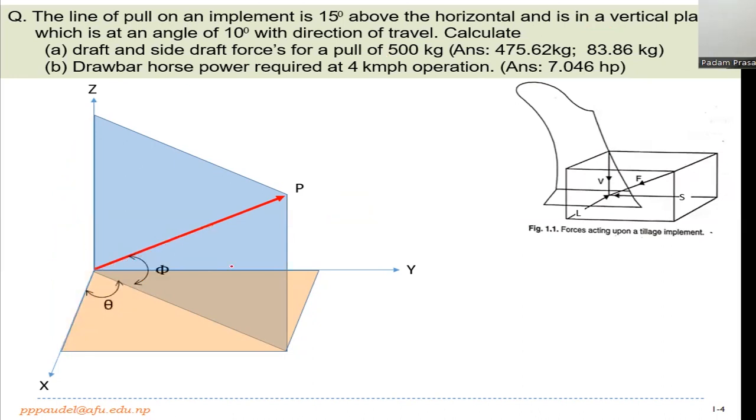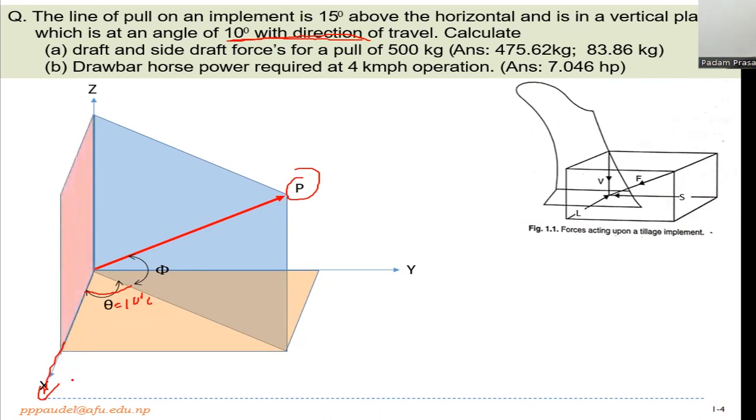Now another angle is also given, that is 10 degrees with the direction of travel. What does it mean? The x-axis is the direction of travel, and P makes an angle theta, that is 10 degrees, with the direction of travel. It means that is the theta angle. It makes the theta angle with the x-axis.